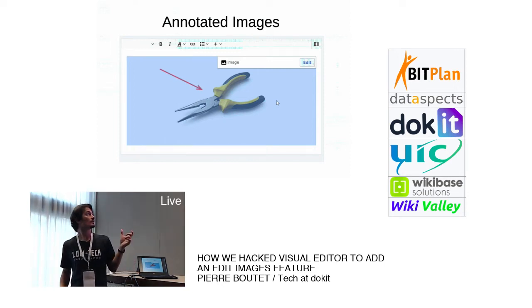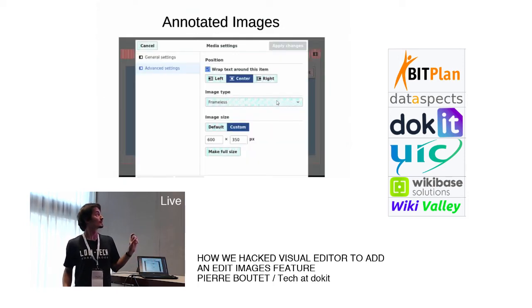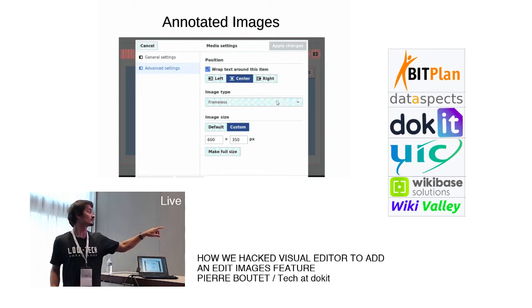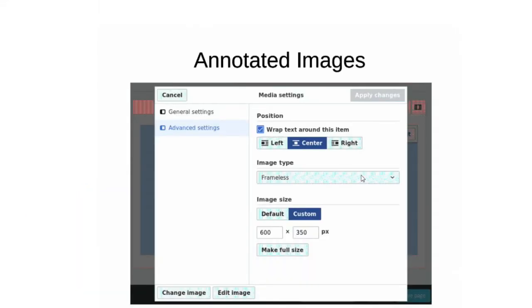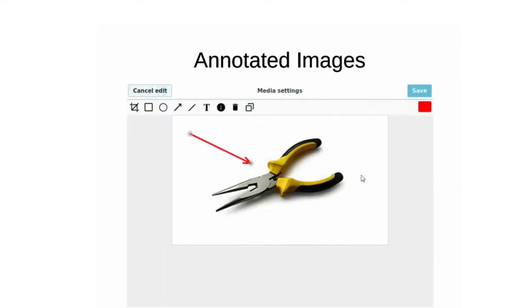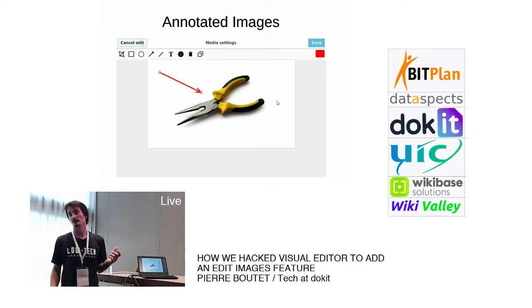But I already changed the model in JavaScript to represent this image as linked to my pop-up. And when you click to edit, it's a standard pop-up, but with some differences. I just added the edit image button at the bottom. So it inherits the standard image edition pop-up, but by clicking edit, you arrive on the image annotator, and you can edit it.